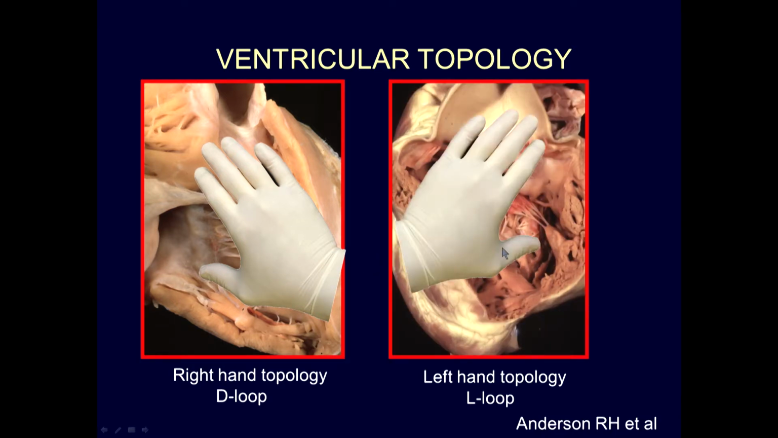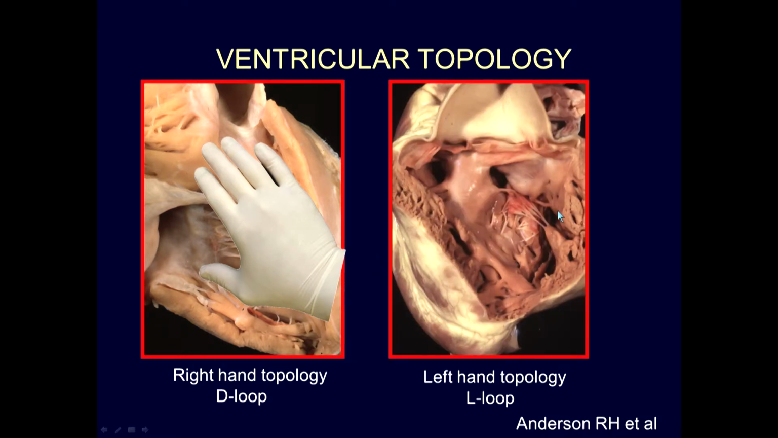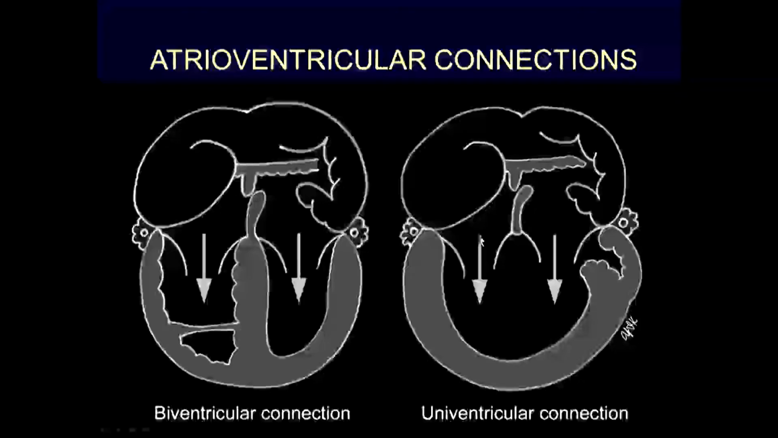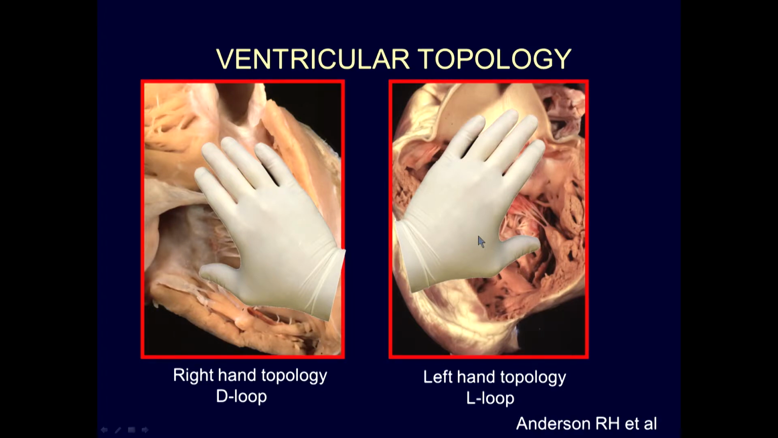And the other case is the inner part, with the aorta, in congenitally corrected transposition of the great arteries. The septal surface is here. In this anatomy, only the left hand can fit. So in this case, we can call it left-hand topology or L-loop.